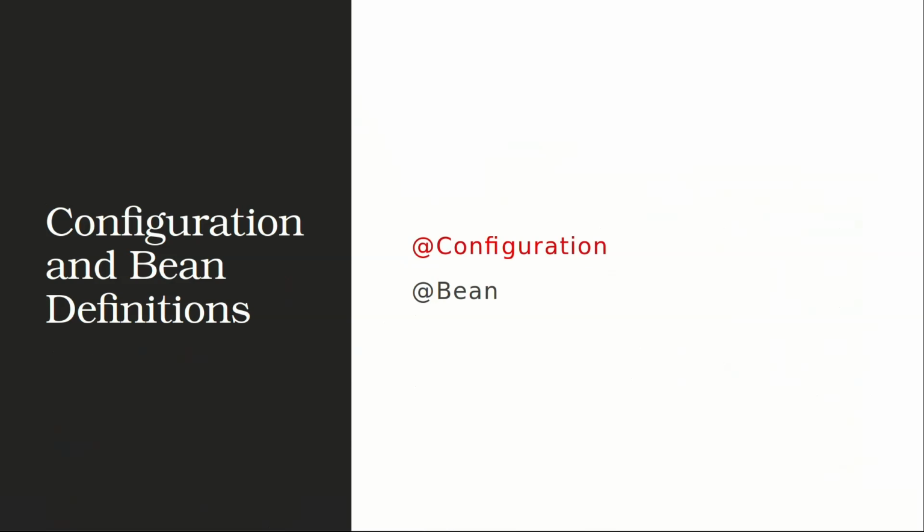@Configuration. It marks a class as a source of bean definitions. The class itself is treated as a bean. @Bean, used at the method level, indicates that a method produces a bean to be managed by the Spring container. Instead of defining beans in the XML file, you can annotate methods with @Bean in your configuration classes.